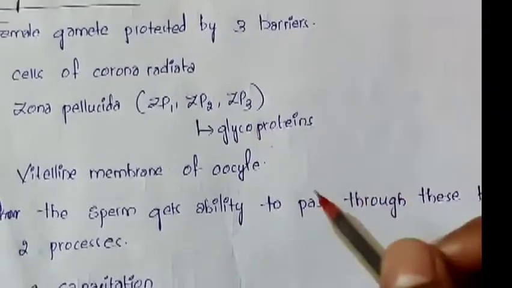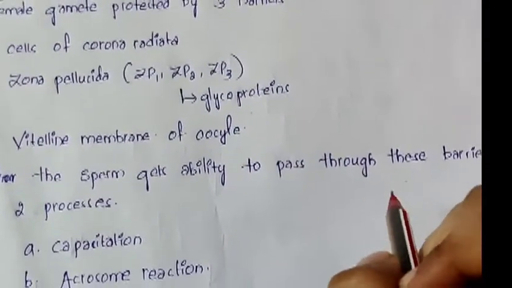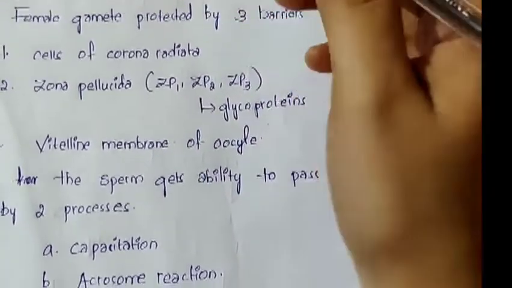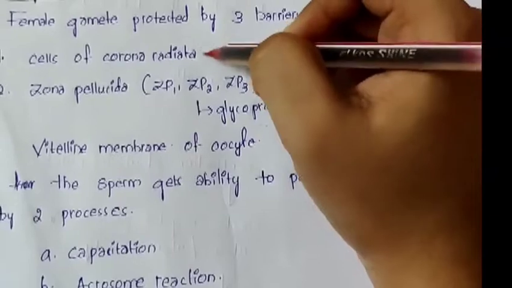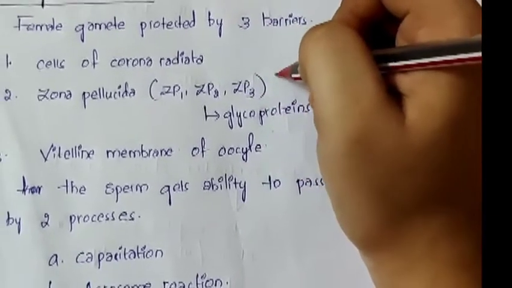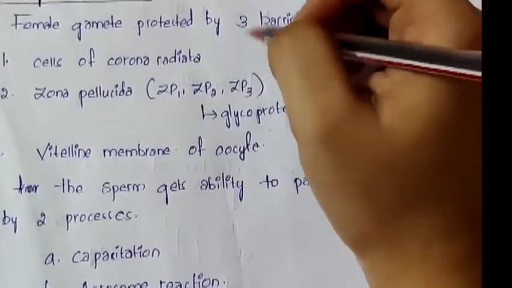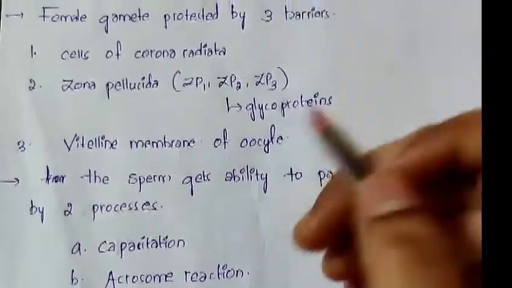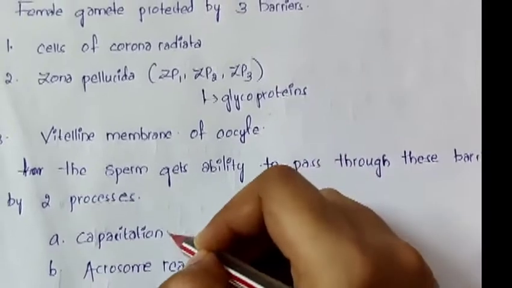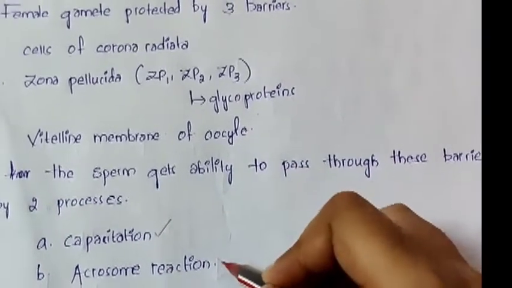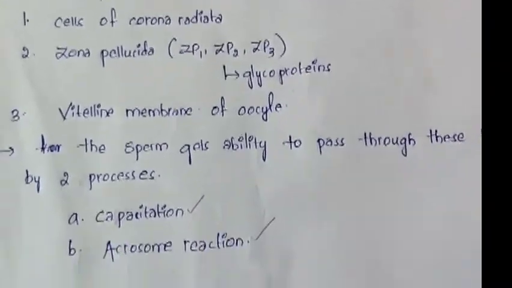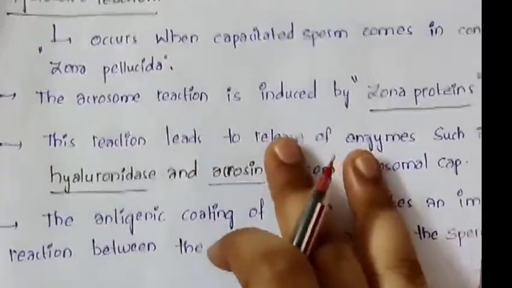Now the sperm gets the ability to pass through these barriers by two processes. The sperm should get the ability to penetrate and disintegrate these membranes and get inside, and it should fertilize the ovum. So it needs to undergo two processes: one is capacitation and the second one is the acrosome reaction. Now let's see about capacitation.